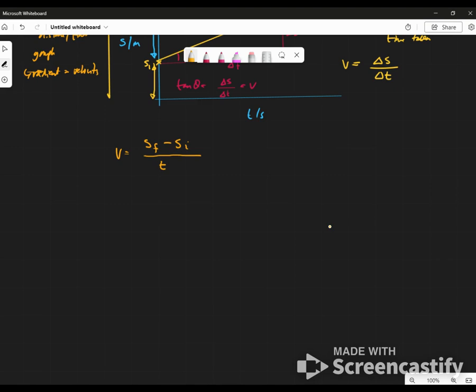Okay, so where S is the final position, SF is the final position, SI is the initial position.